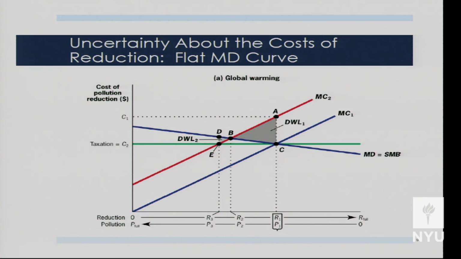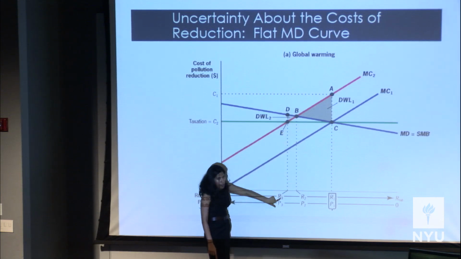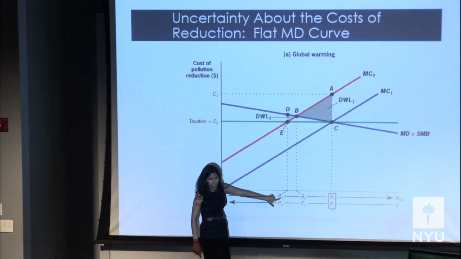If this is the true industry cost function, where will industry choose to produce? How much pollution reduction will it undertake? Where will the real equilibrium be? Anybody? E. Exactly. Because that's where the real marginal cost curve intersects the tax. So they're going to abate by an amount R sub 3 in the case of a tax. And they'll pollute at P sub 3.